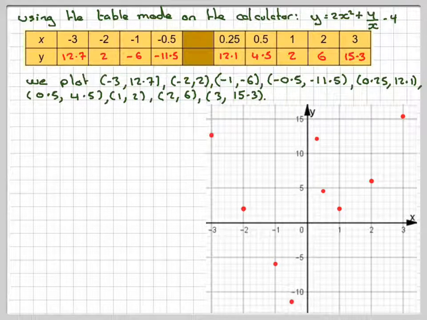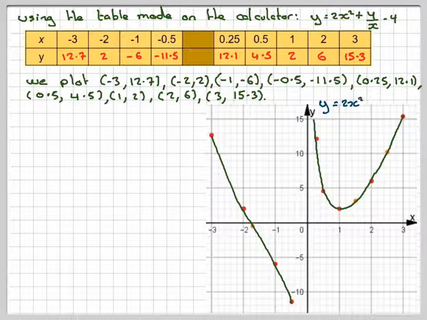As we've done it on our calculator and we did the step at 0.25, we can add in a few extra points. Like we can add in this point here. We can add this point here at 1.5. I'm going to add one in here at minus 1.75, just so it'd be easier to draw the curve. So you can add extra points. The ones I've added in are in orange using the calculator mode. Then we draw a nice smooth curve, and make sure that we label it y is equal to 2x squared plus 4 over x minus 4.